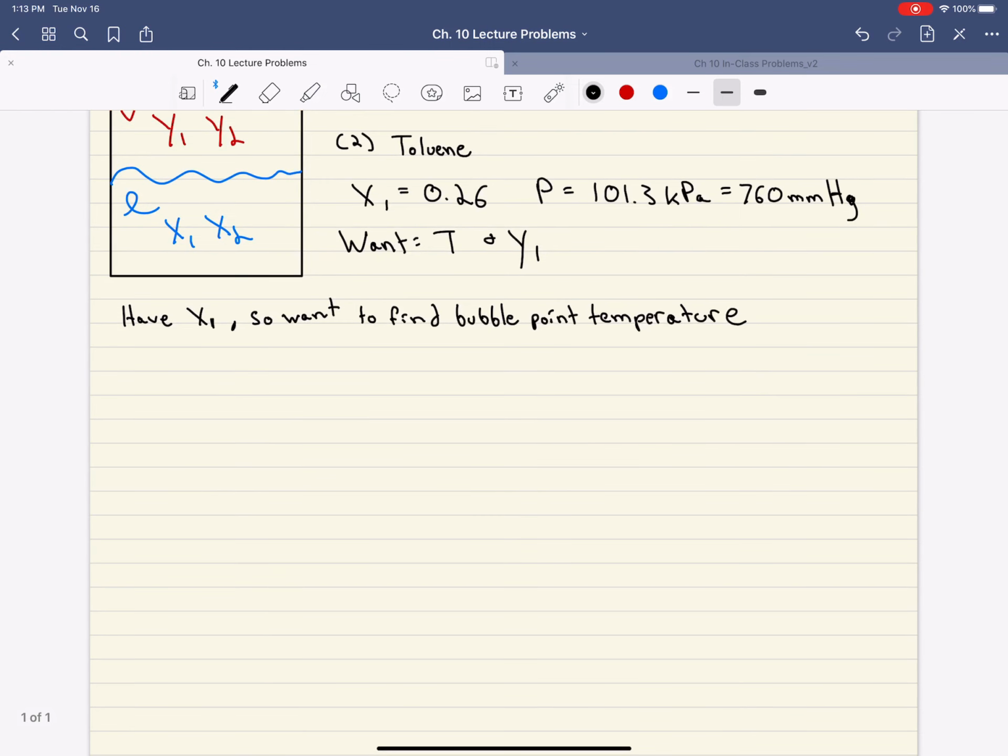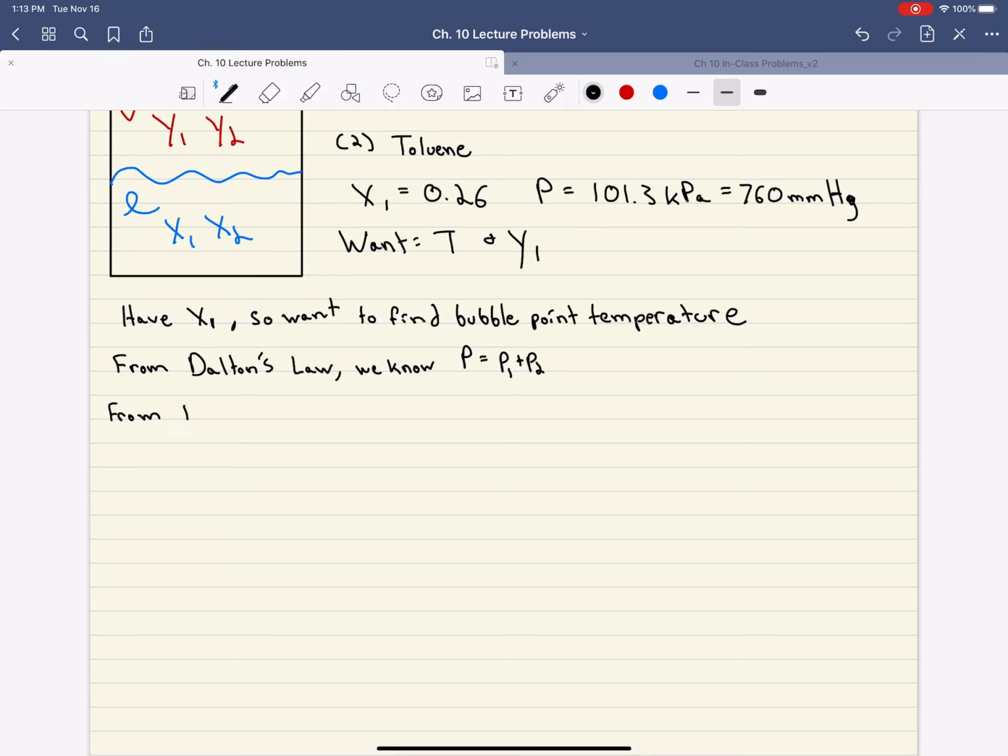To do this analysis, we're going to use a combination of various named laws that you learned about all the way back in MEB 1. The first law that we want to employ is Dalton's law. Dalton's law tells us that the total pressure of the system is equal to the sum of the partial pressures of species 1 and species 2.